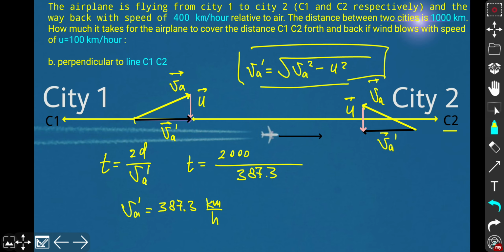So 2000 over 387.3. So we've got around 5.2 hours in that case. That's going to be the time required for that.